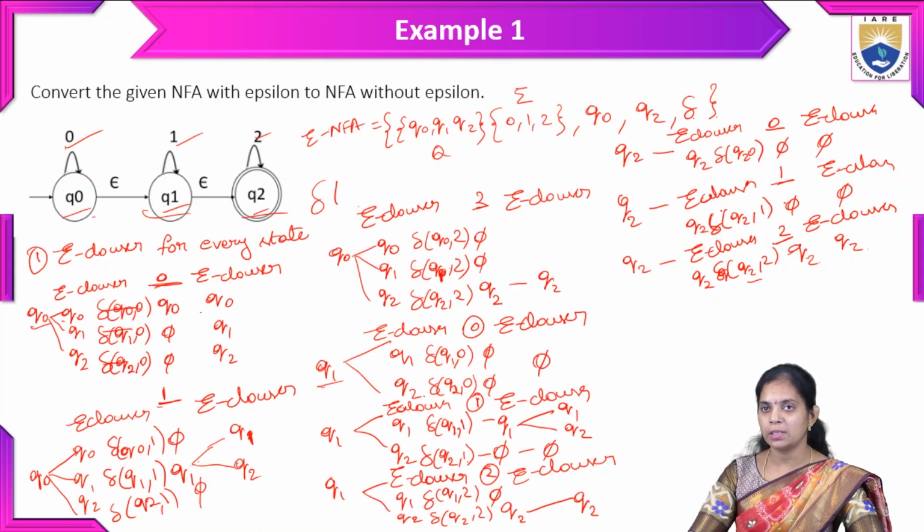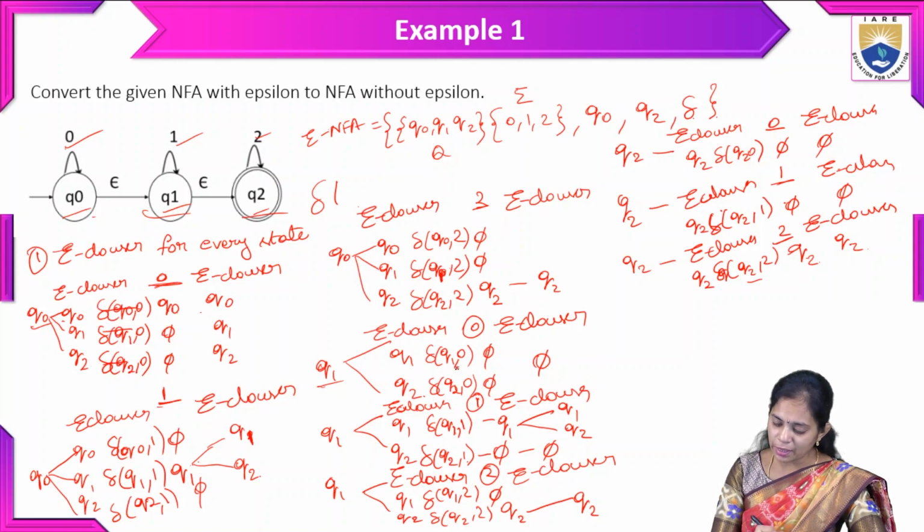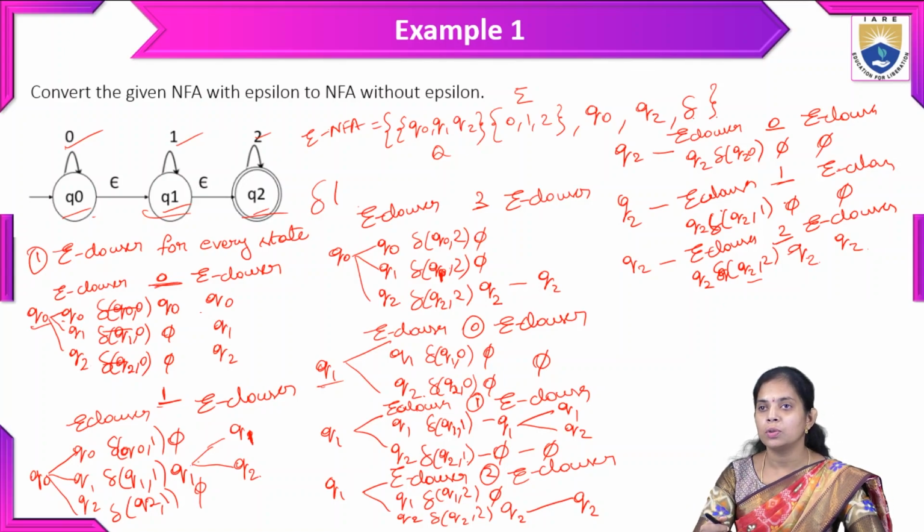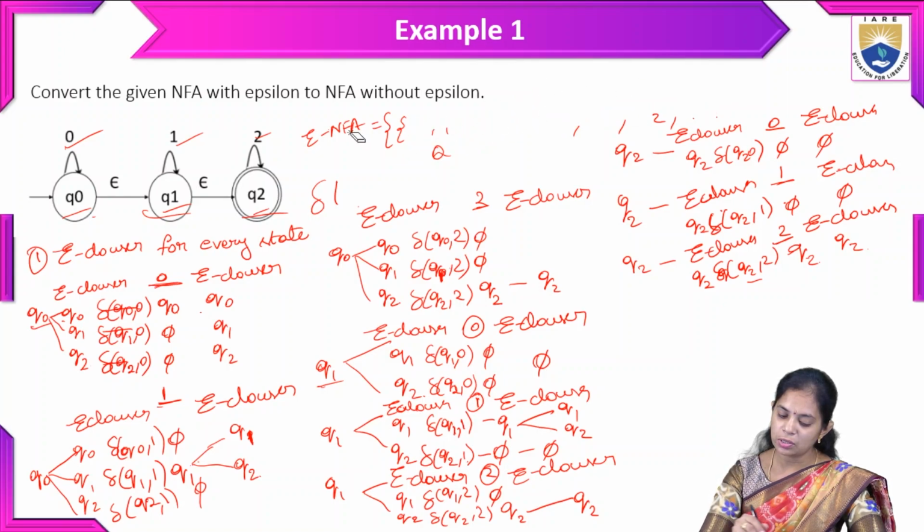So we have the epsilon transition moves for every state. Now we will write this result. Here we just discussed the transitions, so we found the epsilon closures, and now we will write the transition table. So what is the transition table we have?